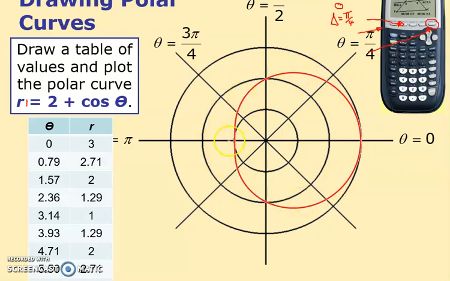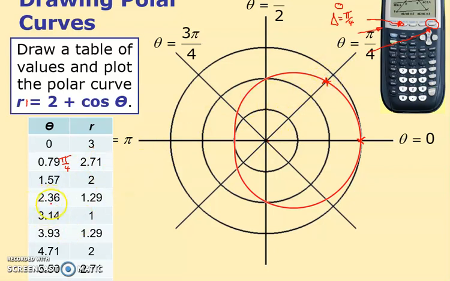Now, we theoretically need to be able to plot these, so just have a look at this. When the angle is 0, the distance away is 3. Now, 0 is this direction, and 3 is there. When the angle is 0.79, I know that's pi by 4, 45 degrees. That's on this line here. It says 2.71. Now you can see that point there.